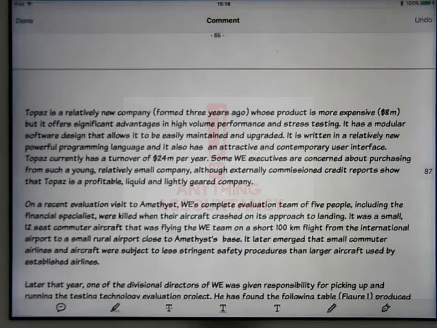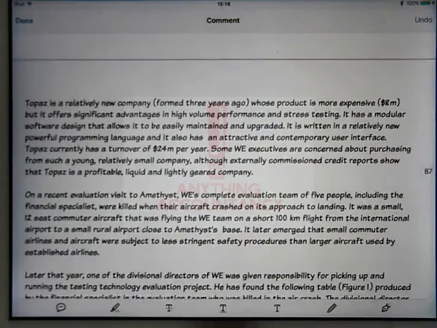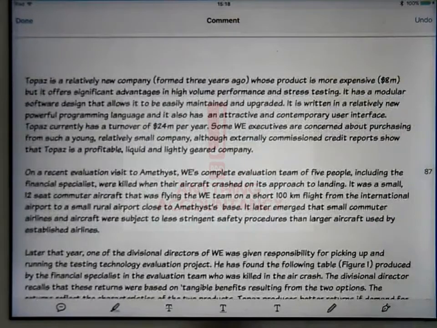Yes or no? Happened in Perth also recently, right? Somebody just took a plane and crashed it. The team was flying WE for a short 100 kilometers. Seriously, 100 kilometers you need to fly. Okay, let's circle the 100 kilometers out. From international airport to small rural airport. Later emerged small commuter aircraft were subject to less stringent safety procedures than larger aircraft used by established airlines.